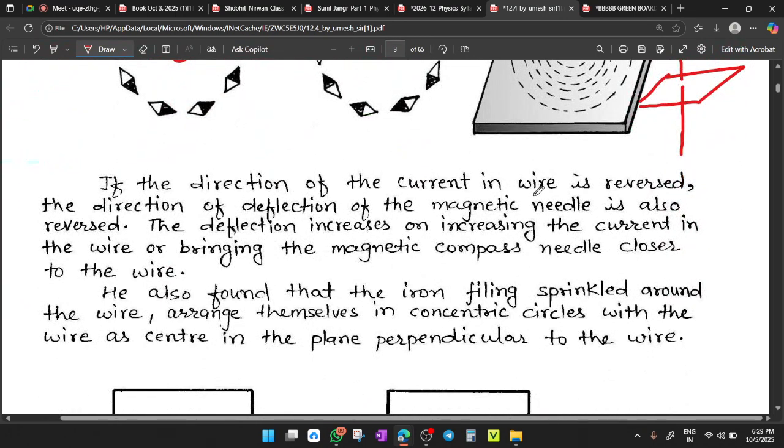Yes. If the direction of the current in the wire is reversed, the direction of the deflection of the magnetic needle is also reversed. Yes. When you change the direction of current, the direction of the magnetic field also reverses. The deflection increases on increasing the current in the wire, or bringing the magnetic compass needle closer to the wire. Yes, if you are closer to the wire, the deflection will increase. So if r decreases, the magnetic deflection will increase. It means the magnetic field will increase. Okay.